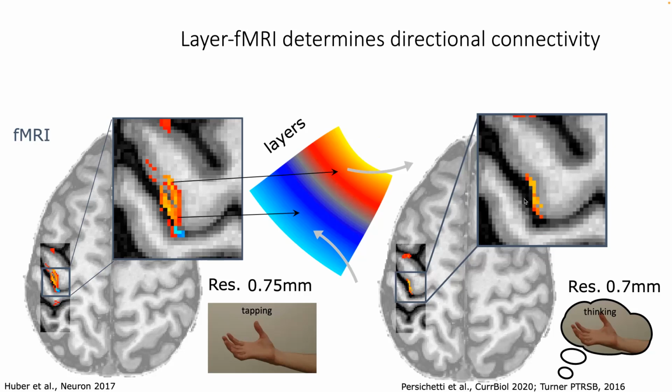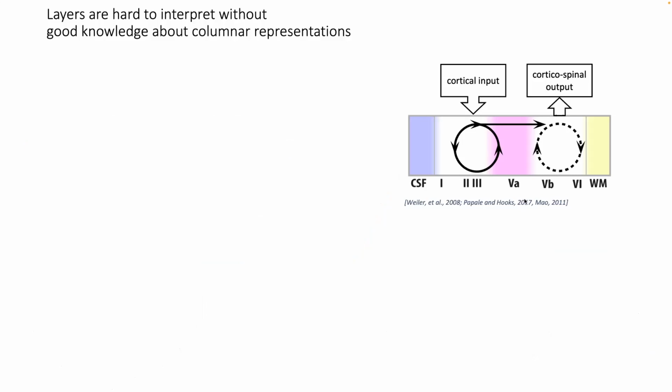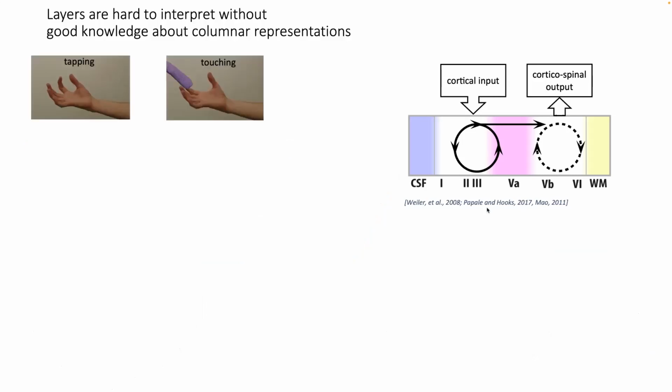Doing layer fMRI experiments like these, however, taught me very early on that it's very hard to do layer-dependent fMRI without also at the same time doing columnar imaging. You really need to know where you are in the topographical domain, which I would like to explain in this experimental series here, very similar to the previous one. Again, we asked the participants to do tapping versus now not imaginary tapping, but just touching, which is slightly more robust. And we do get feedback into the superficial layers in the motor cortex.